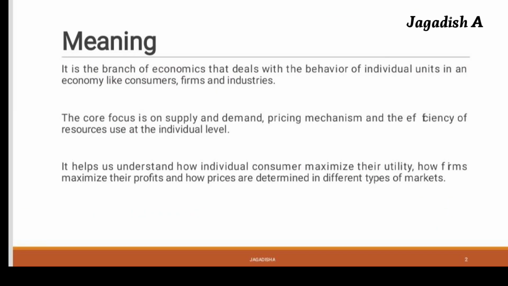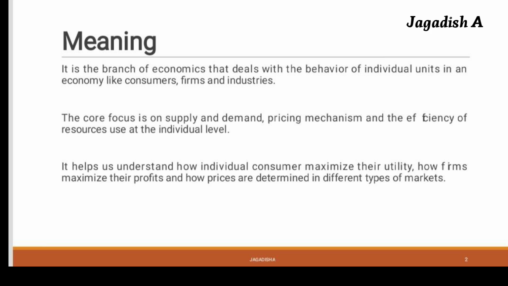Now let us understand the meaning of microeconomics. It is the branch of economics that deals with the behavior of individual units in an economy, like consumers, firms, and industries. It focuses on the decision making processes of these entities and how they interact in the market. The core focus is on supply and demand, pricing mechanism, and the efficiency of resource use at the individual level. And it also helps us understand how individual consumers maximize their utility, that is getting the most satisfaction or happiness from the things they are buying.